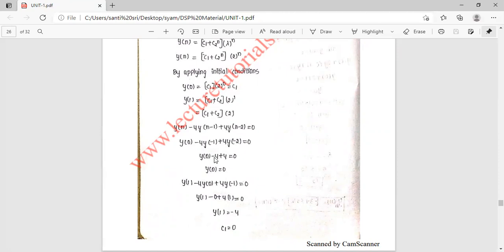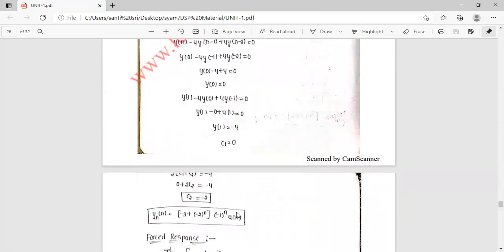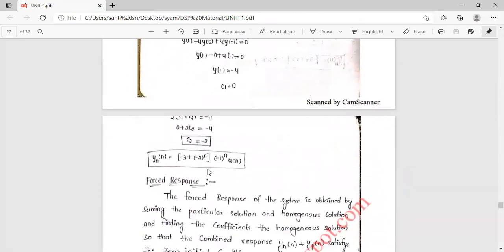And then if you substitute 1 in the place of n, it will become y of 1 minus 4 into y of 1 minus 1, that is 0, plus 4 into y of 1 minus 2, that is minus 1, is equal to 0. So y of 1 minus 4 times y of 0, which is 0, plus 4 times y of minus 1, which is 1. So we will get the value of y of 1 as minus 4. So y of 0 is c1, so the c1 value will become 0. Like that we'll find the c2 value. Finally we'll substitute these values: c1 plus c2 into minus 1 whole power n into u of n.